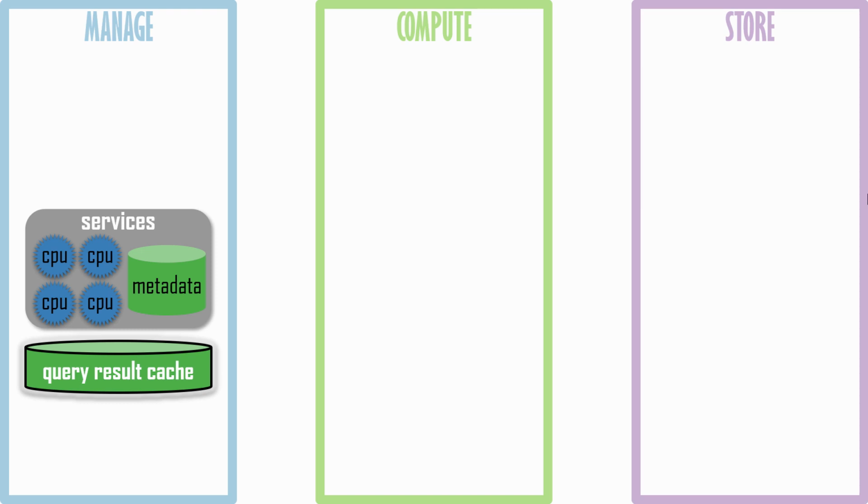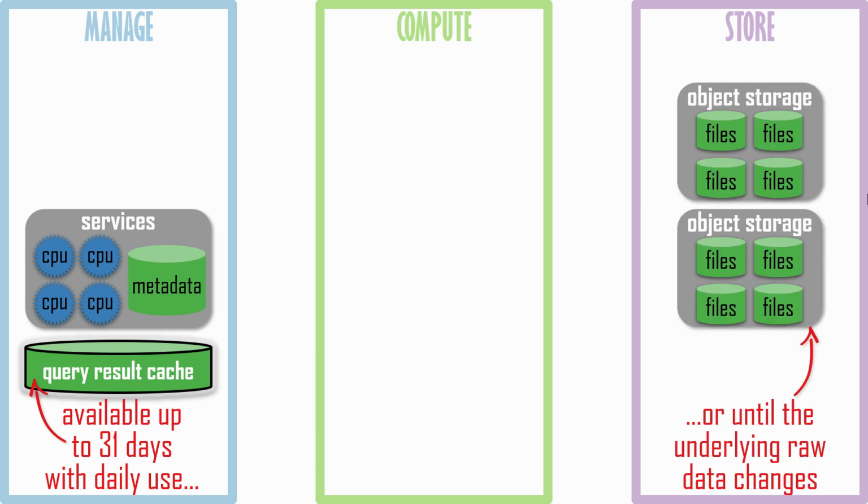Each time the result cache for a specific query is reused, Snowflake resets the 24-hour retention period for that query up to a maximum of 31 days from the date and time the query was first executed. Snowflake uses the result cache to avoid regenerating results when the underlying raw data has not changed. So, after the retention period expires, or when the underlying data changes, a new result is generated and cached the next time the query is submitted.